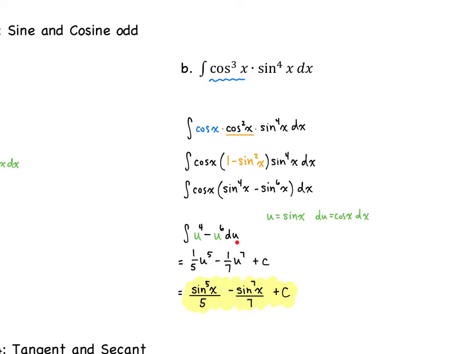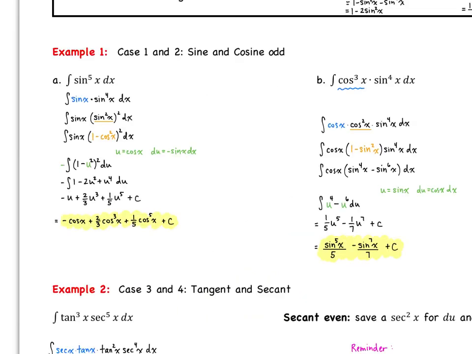We can integrate this hopefully nice and easily, and now we make our substitution back for u. So we get sine to the 5th of x over 5 minus sine to the 7th of x over 7 plus c. So wrapping up, when sine and cosine have an odd degree, we take one of those functions out and we convert the rest.